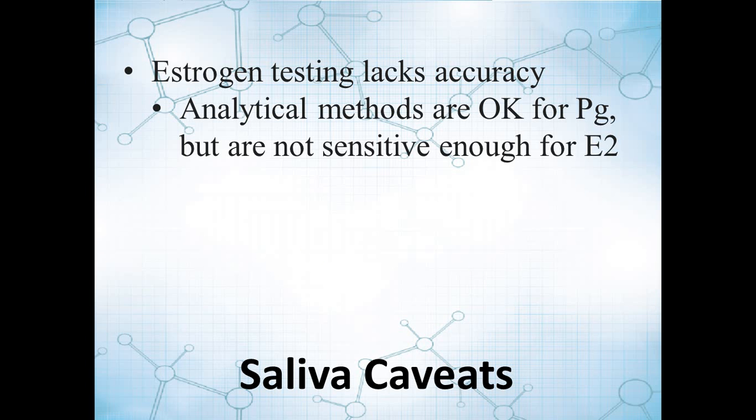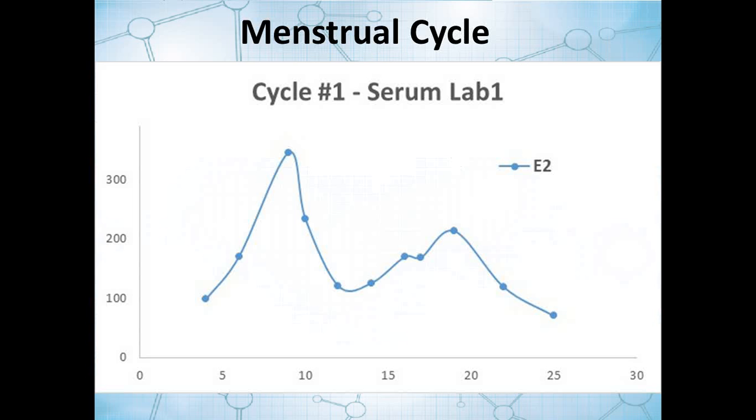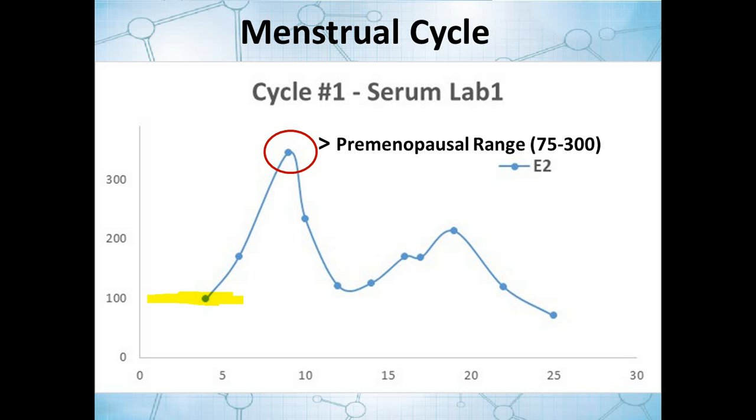Secondly, the estrogen testing is lacking accuracy. This doesn't mean the actual amount of estrogen in your saliva is a bad number to have. What it means is the analytical methods, which are okay for progesterone, they're not sensitive enough for estradiol. Let's look at this. Here's a woman and her serum throughout the cycle. So she starts off relatively low, and then she hits this peak at ovulation. That's the ovulatory peak. And if you look at that number, it actually gets her outside the premenopausal range. Then the levels come back down, and they go up and down a little bit within that luteal phase.